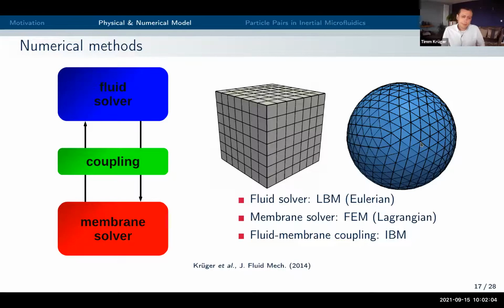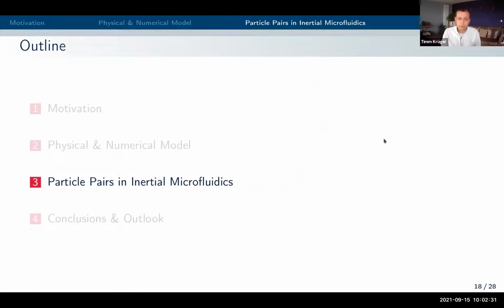In terms of numerical method, nothing new to say here. We use a standard lattice-Boltzmann scheme, in our case BGK, which is perfectly fine for the Reynolds number we look at. We have a finite element model for the capsule. This is how the capsule would look in its undeformed state. It's initially a sphere. We have an immersed boundary method with a 3-point stencil for the two-way coupling between flow and capsule behavior. Okay, so what do we see?